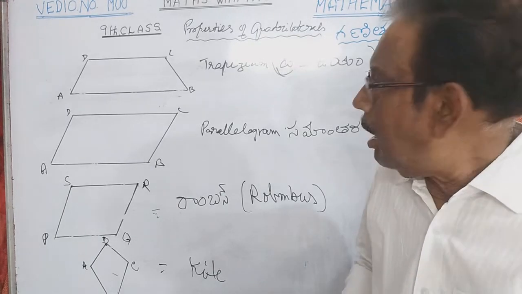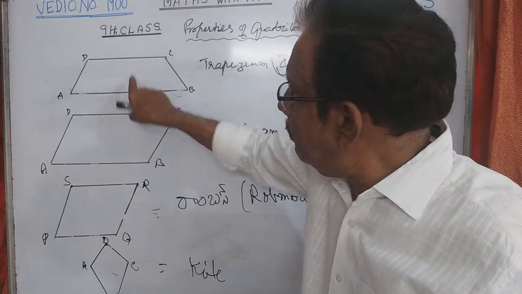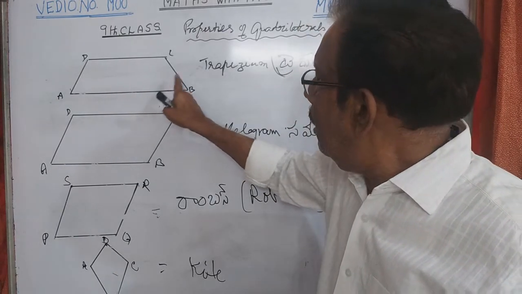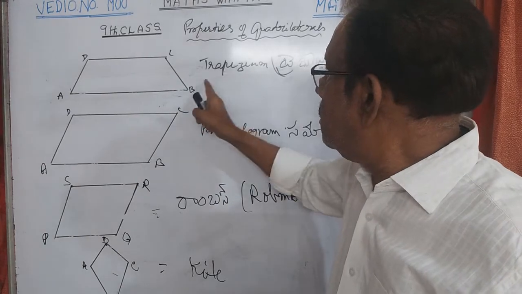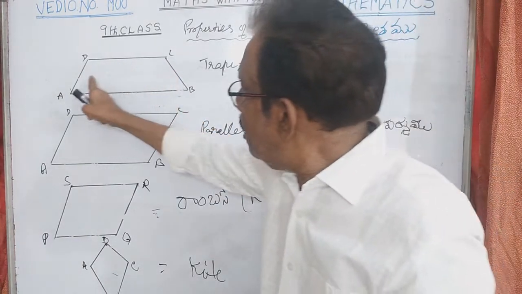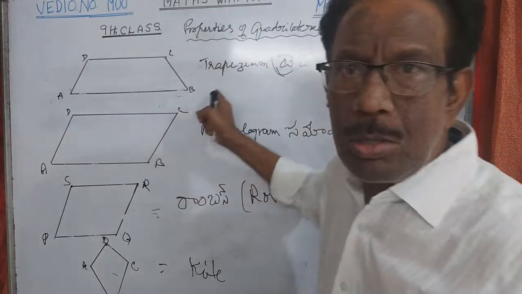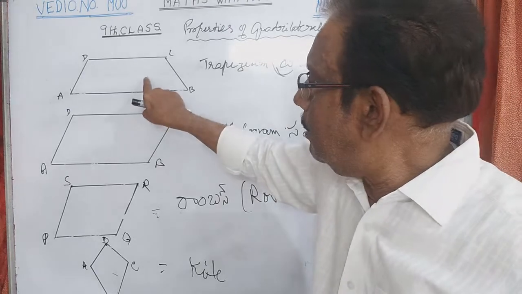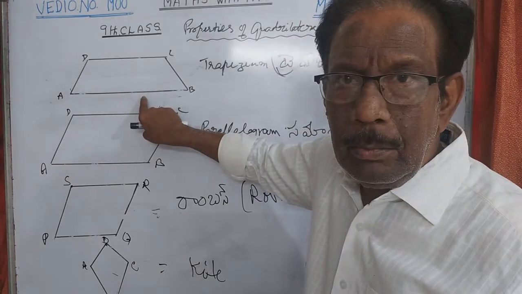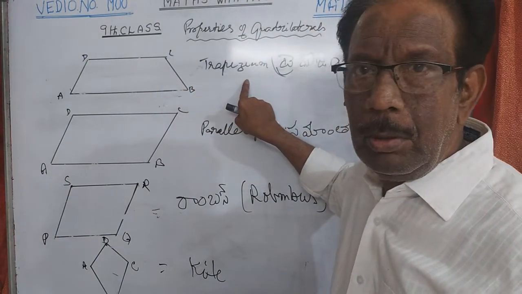And here you see, one pair of opposite sides is parallel, and this is called a trapezium. If these two sides are also equal and these two angles are equal, then this is an isosceles trapezium. Understand? And this is called a trapezium. See, look here, opposite sides are parallel, not equal.